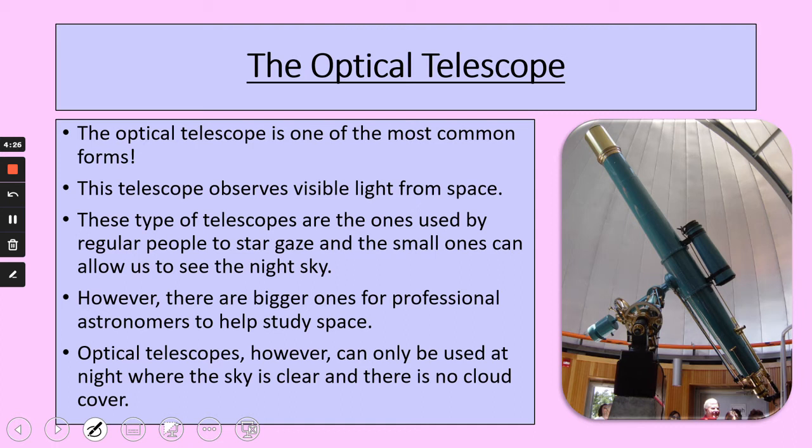Optical telescopes, however, can only be used at night, and the sky must be clear. There must be no cloud cover to be able to see our planets. So in times of bad weather or high cloud cover, we cannot use our optical telescopes.